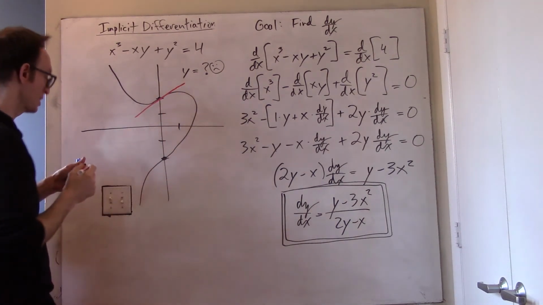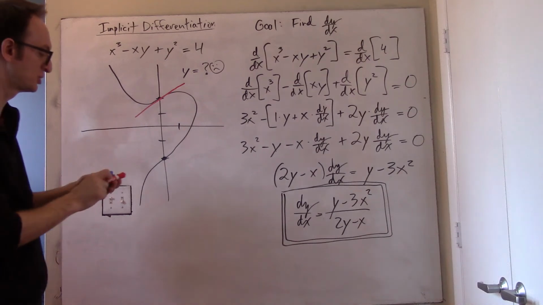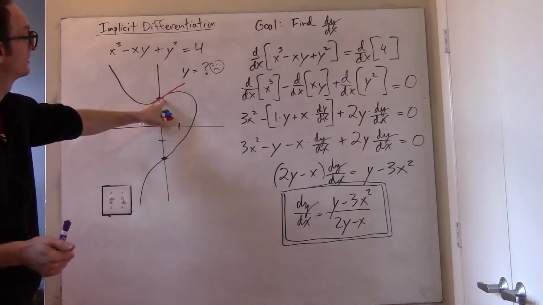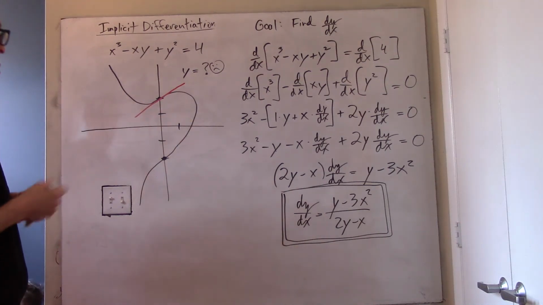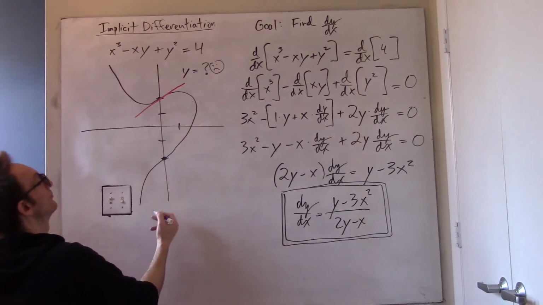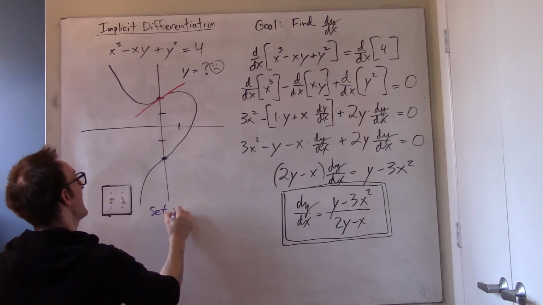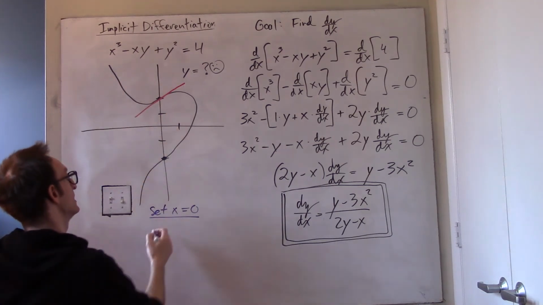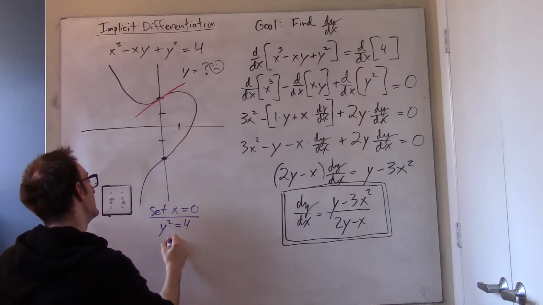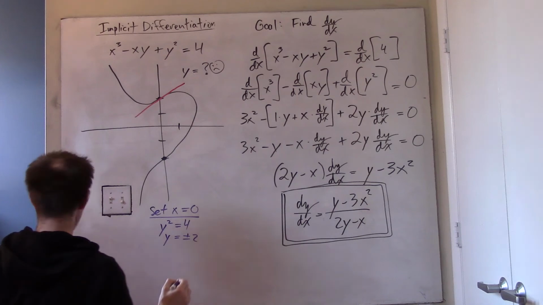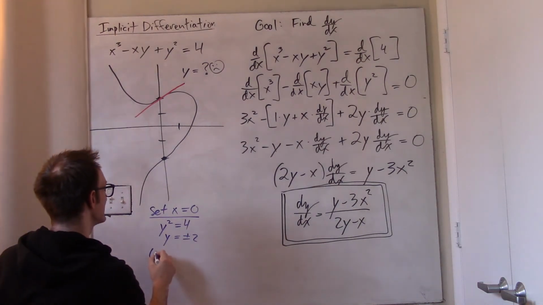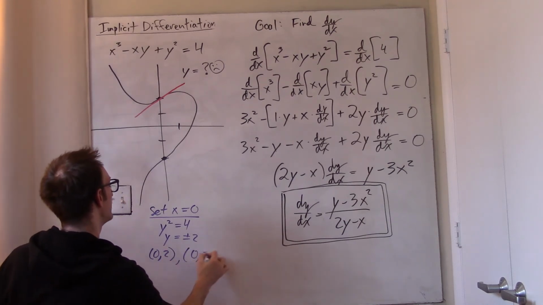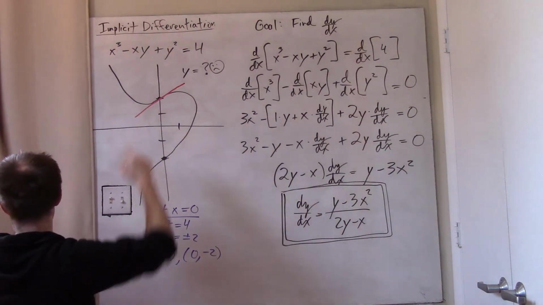From your picture, it certainly looks like this curve goes through the point 0, 2. Of course, we can prove that, like just set x equal to 0. If you set x equal to 0 in this equation, then you get y squared equals 4, and so y is plus or minus 2. In other words, there is a point 0, 2, and there is also a point 0, -2 on this curve, which is of course just what it looks like.